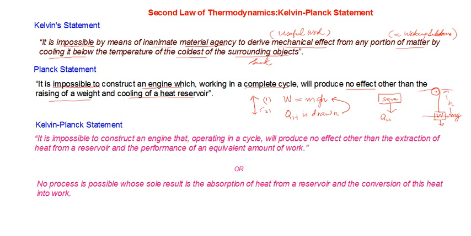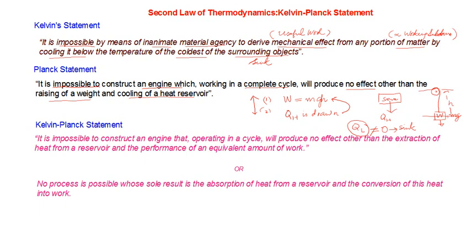There will be some left out quantity of heat, which we have labeled earlier as QL, and this QL will always be there. It means QL is never equal to 0, and this QL should be delivered or rejected to what is known as a low temperature reservoir, which we call the sink.